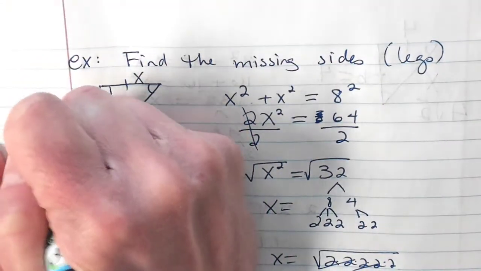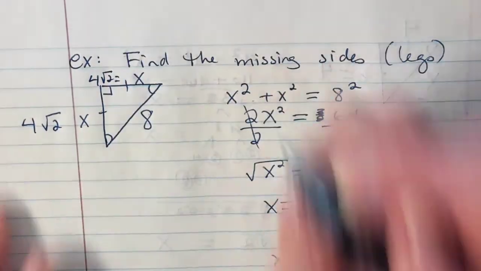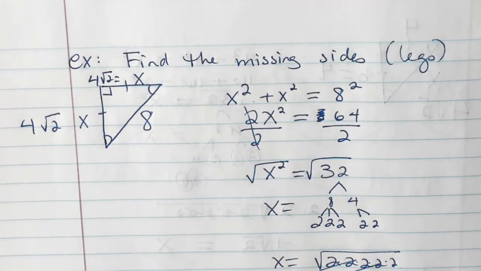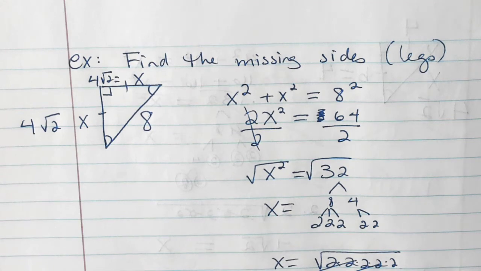So I want you to take a look at the pattern. There's a pattern here. Each one of those legs is 4 root 2. Okay, 4 and 8. If I cut 8 in half, I get 4, don't I? And we stuck a root 2 on it. Let's see if there's something with that. Let's do another one.